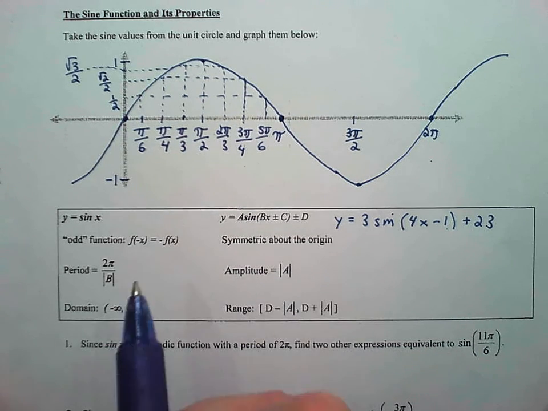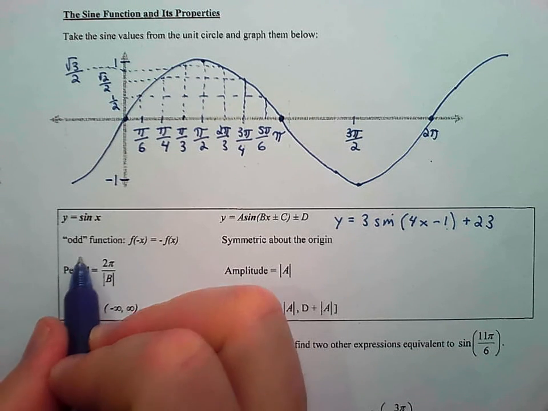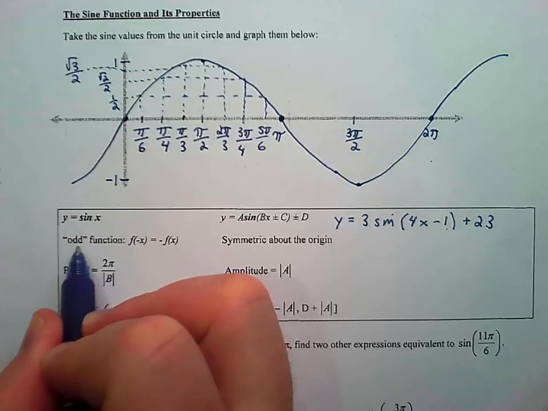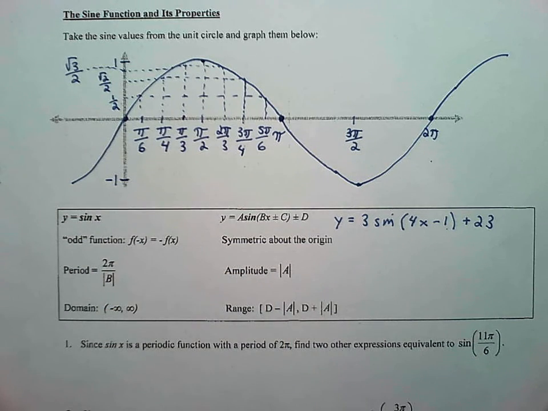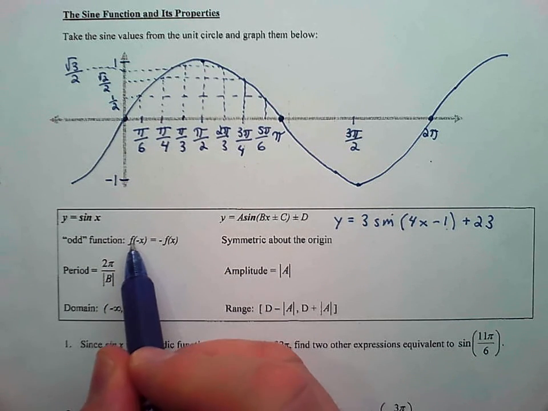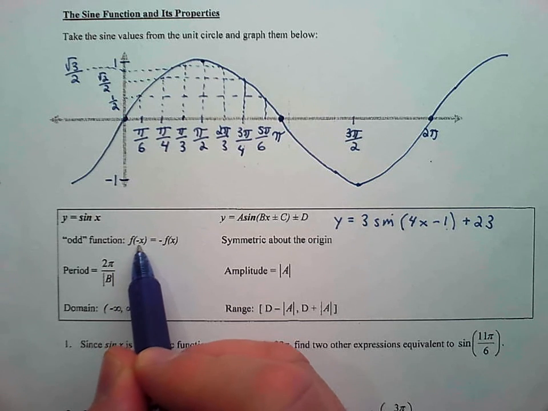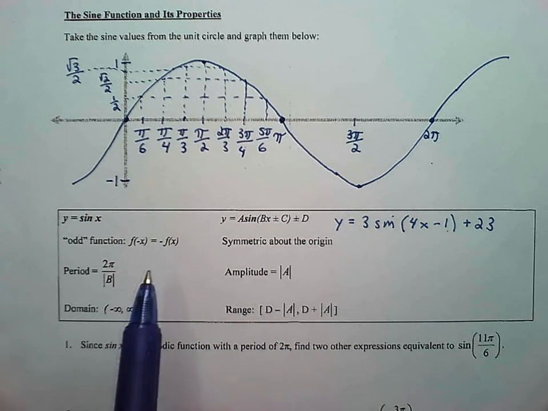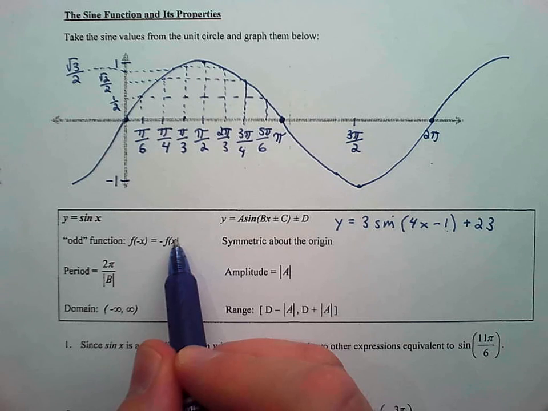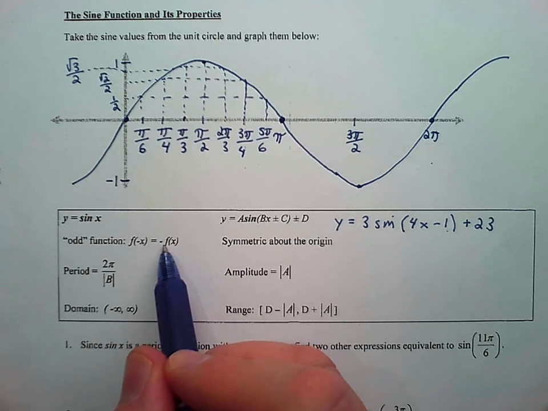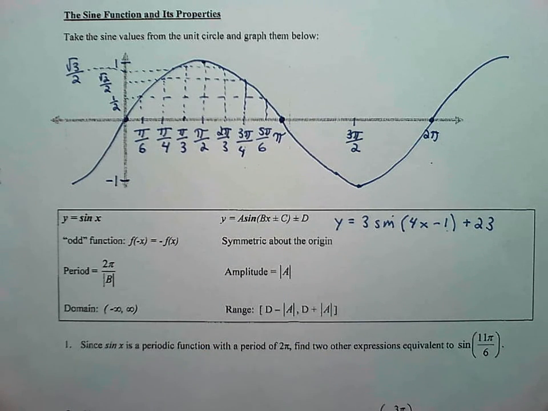However, keep in mind, and this is really, really important, that the sine function is an odd function. And we've talked about odd functions before. An odd function is when you plug a negative value into that function, and that's the same thing as plugging in the positive value into the f function, but then multiplying the entire function by a negative.